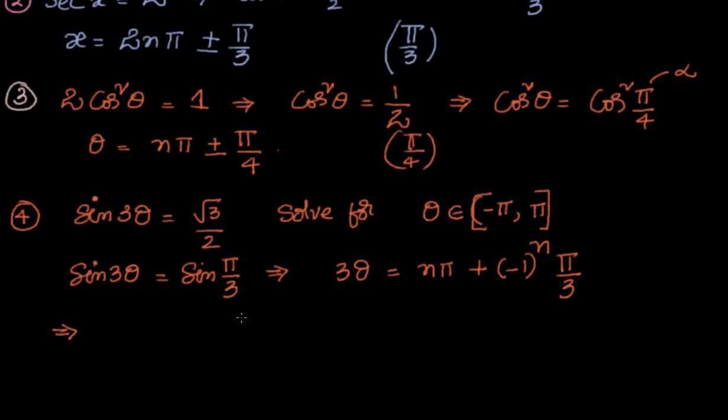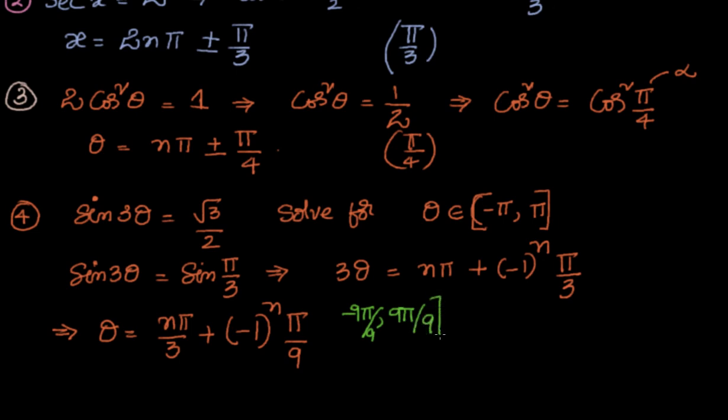That gives me theta equal to n pi by 3 plus (minus 1) to the power of n into pi by 9. Now I haven't been asked the general solution, but if I know the general solution, I can get all the values between minus pi and pi. So let us find all the values between minus pi and pi, which is nothing but minus 9 pi by 9 and 9 pi by 9, because now we are looking at pi by 9, right?